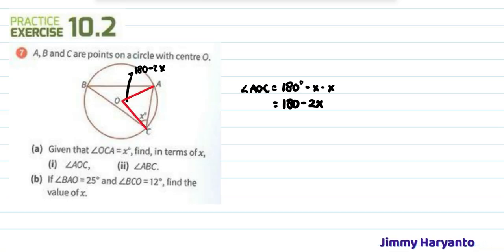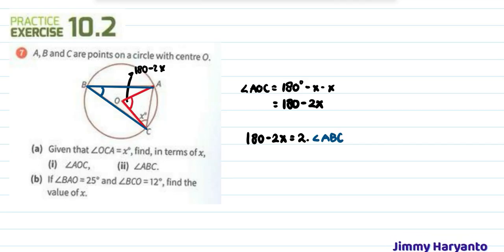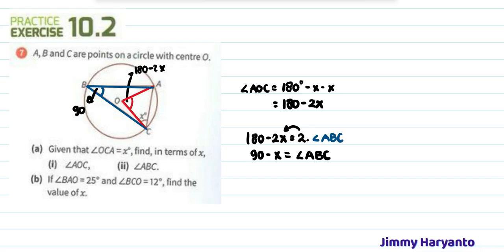Next is to find the ABC. To find the ABC, you have to take a look at this as the center angle, and then ABC will be the circumference angle. The center angle, which is 180 minus 2x, will be 2 times the circumference angle. Let's say that one is ABC. Okay, no need to use y. Okay, and then you move the 2, that means divided by 2, you will have 90 minus x equals to angle of ABC. Okay, so we already have this one as 90 minus x. Okay, this is the first answer, and this one is the second answer.